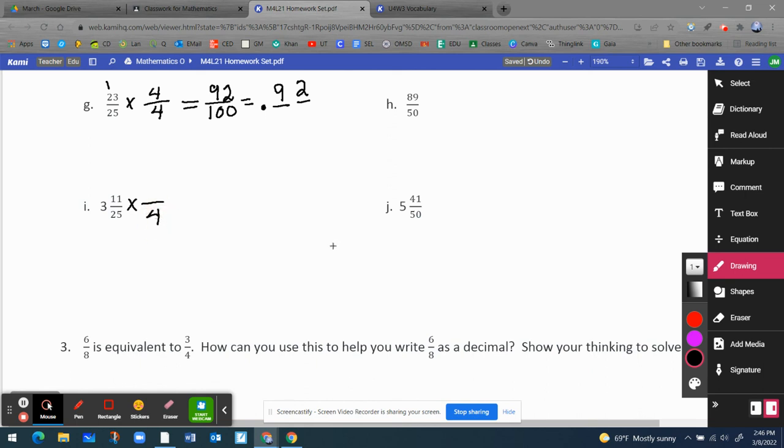So again, 25 can be multiplied by 4. Why? Because that will make a product of 100, and then you multiply it by 4 on the numerator. That will be 4/100, and 4/100 is written that way.